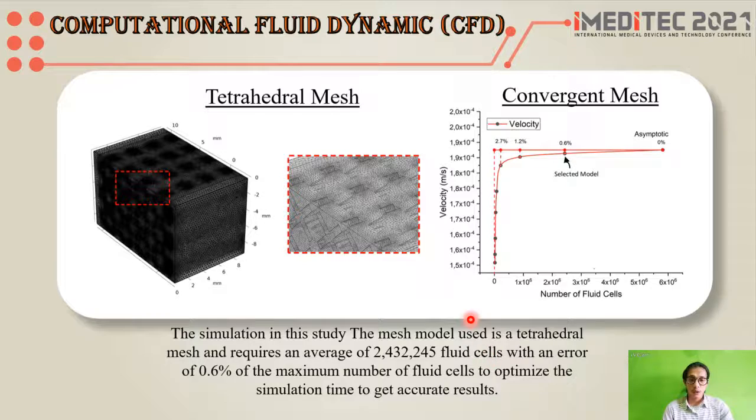For the simulation in this picture, the mesh model used is a tetrahedral mesh and requires an average of 2,432,000 fluid cells, with an error of 0.6% of the maximum number of fluid cells, to optimize the simulation time in getting accurate results.